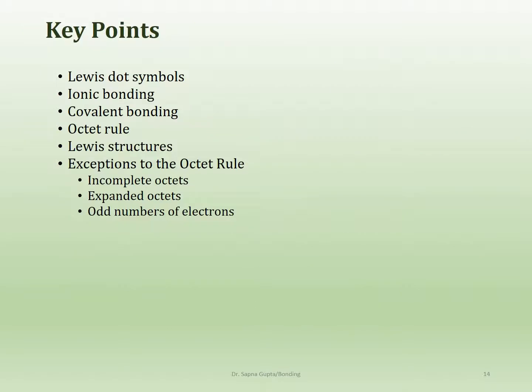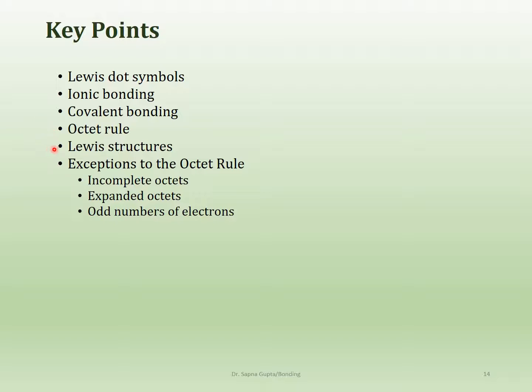Your key takeaways from this PowerPoint: you should be able to draw the Lewis dot symbols for elements, for example, sodium with just one dot and chlorine with 7 and such. Then understand the concept of ionic and covalent bonding and the difference between the two. The octet rule, which is making sure that you have the 8 electrons in the valence shell. There's also the duet rule, which was very tiny, only for hydrogen, but that's still there too.